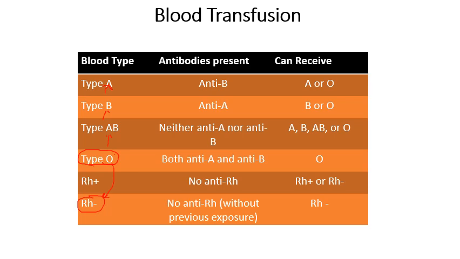You can see AB. What do AB patients have? No A or B antibodies, so they have no antibodies that are going to bind, so they can take any of the blood. They can take AB, O, they can take all the blood. So an AB positive can take anybody's blood because they don't have the antibodies.